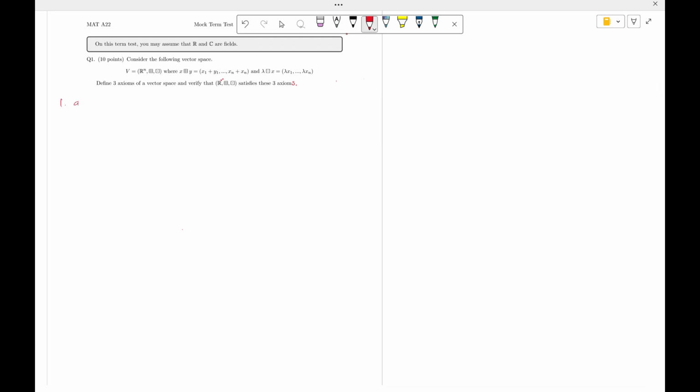I'm going to pick one, associative. 2, the 0: there exists a 0 in R^n such that 0 plus b equals b for all b in R^n. And 3, and this associative is the plus operator is associative.